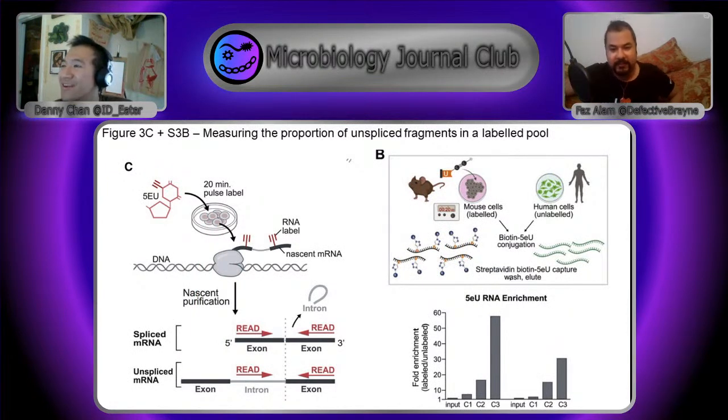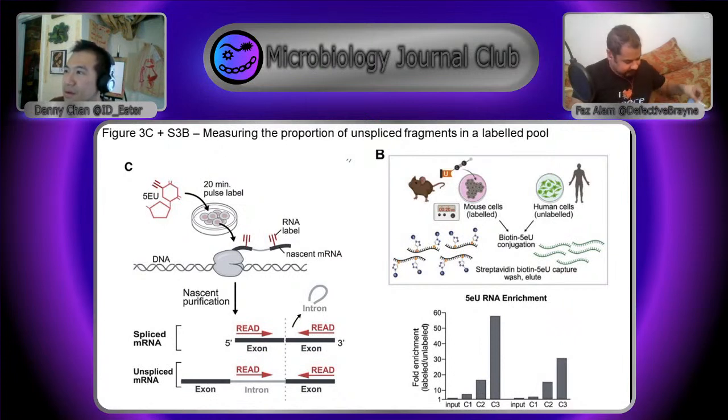So now they're going to do another test, right? They're actually going to directly measure the proportion of unspliced fragments that they see. They do that because of how they're labeling the RNA: they label it with this 5EU, some sort of modified nucleotide. I think it's some fluorescent label.